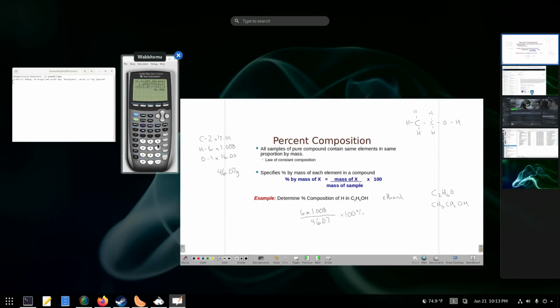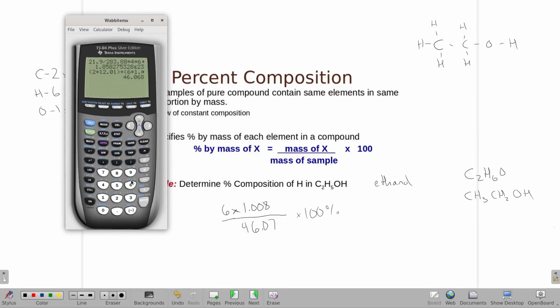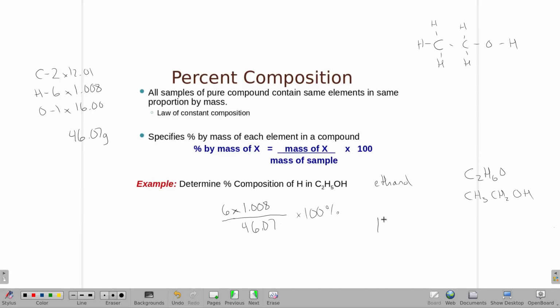So the mass percent of hydrogen in ethanol looks something like this. 13.1%. And if we want to get the carbon percent, we're just going to change this to 2 times 12.01. And if we want to get the oxygen, we're just going to have 16 up here. But we could get the mass percent of any element in there, as long as we know that molecular formula.